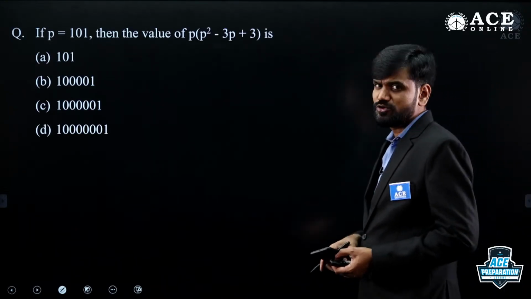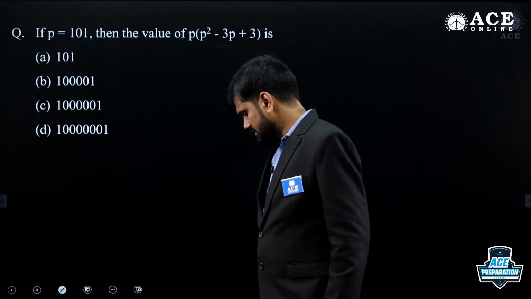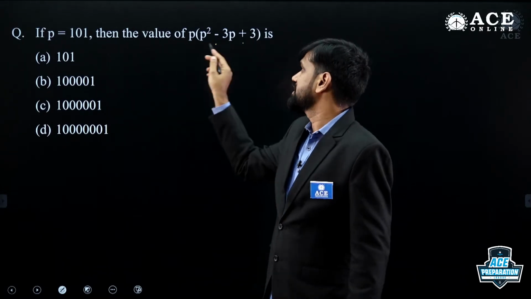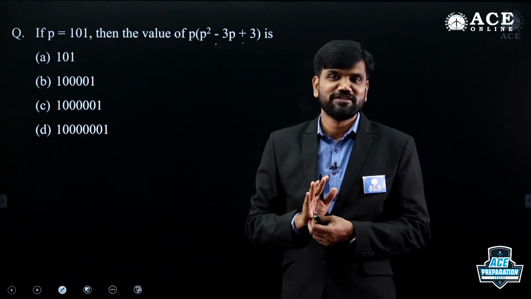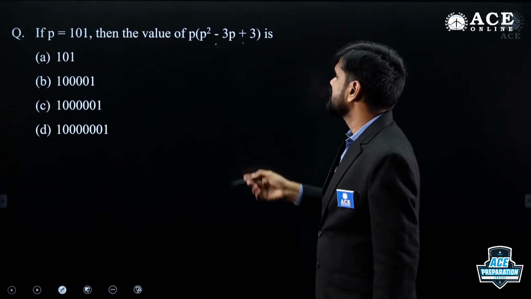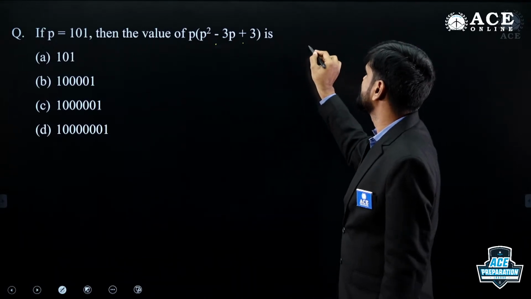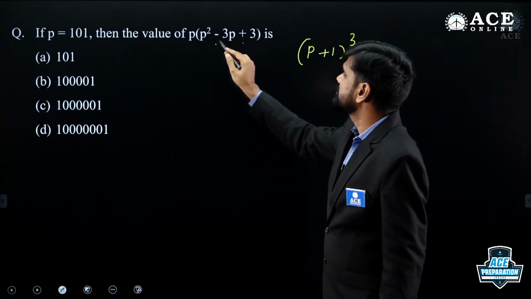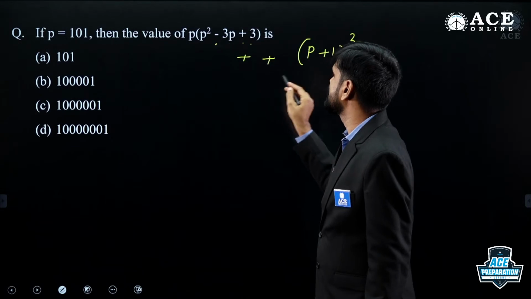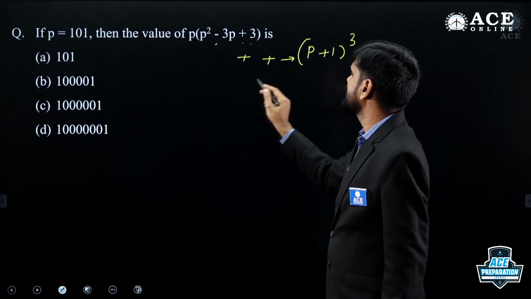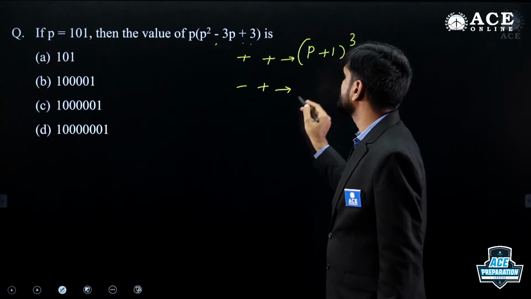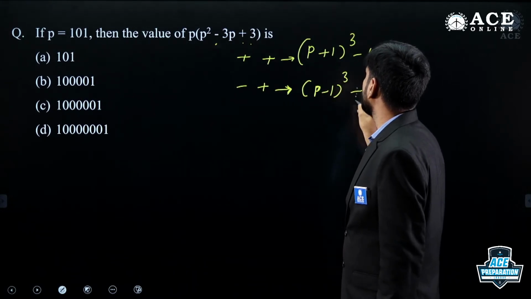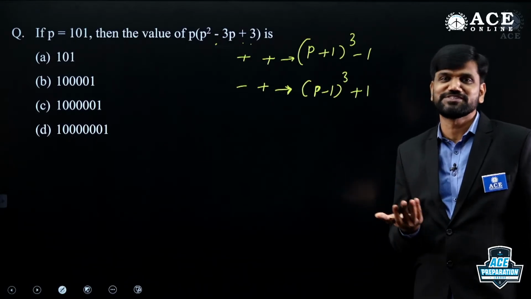Please try this one. I gave you the hint. What is the hint I have given? If at all you are given all plus, they will give you 99 there. If at all you have minus here, plus here, they will give you 101. Now, if at all you are having all plus over here, your answer will be p plus 1 whole cube minus 1. If at all you are having a combination like this, minus plus, your answer will be p minus 1 whole cube plus 1.